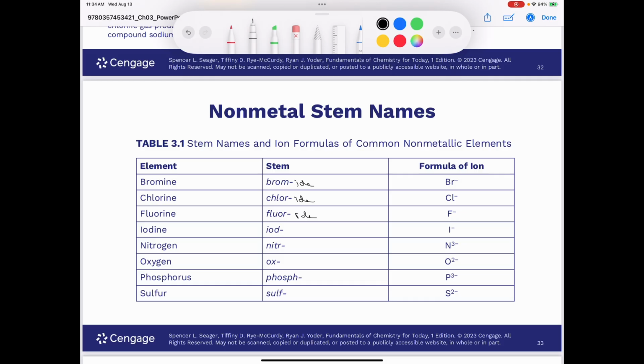Also, it's a good idea to memorize the charges. So bromide is always -1, chloride is always -1, fluoride is always -1, iodide is always -1. Then you have nitride and phosphide. Nitrogen and phosphorus are both in the same group, and so they're both 3-. And then oxide and sulfide, again, oxygen and sulfur are both in the same group, and so they're always -2.